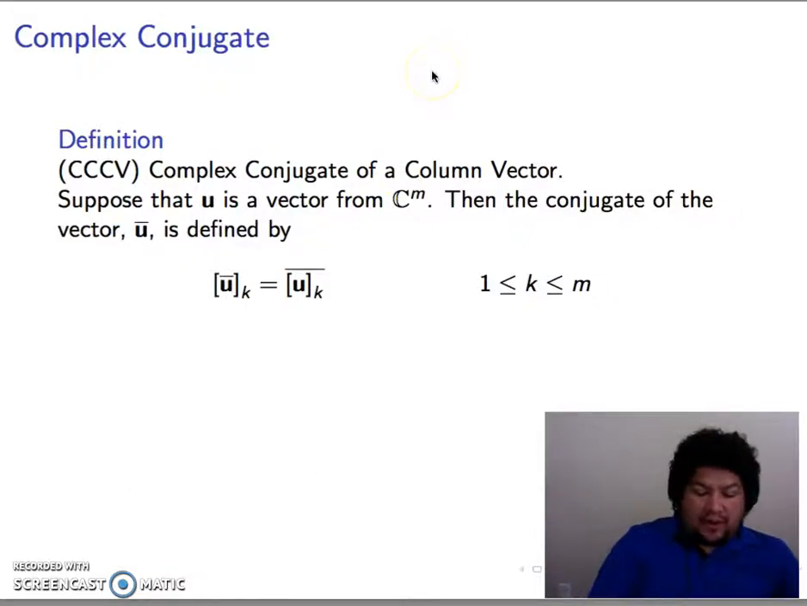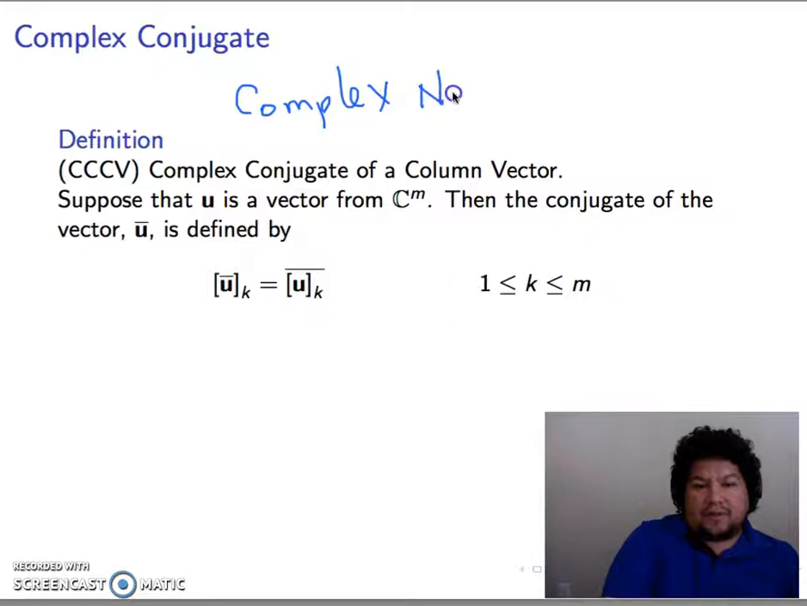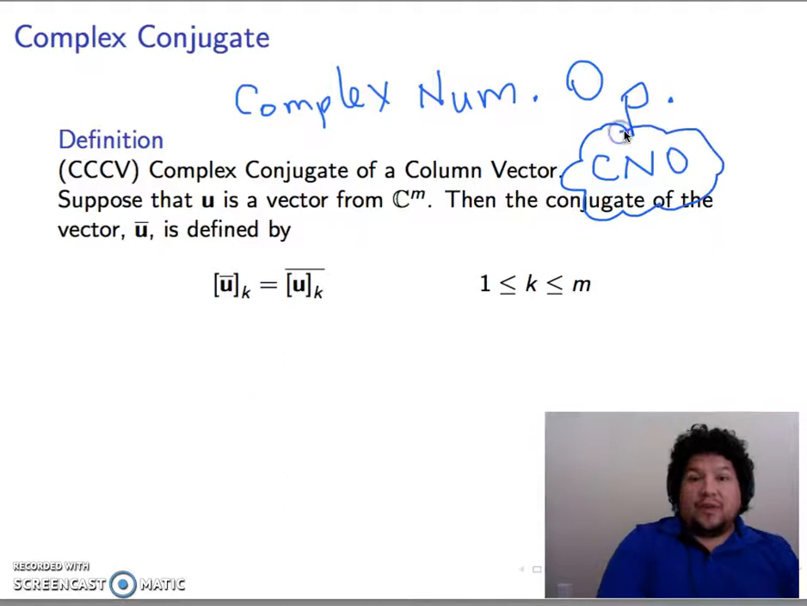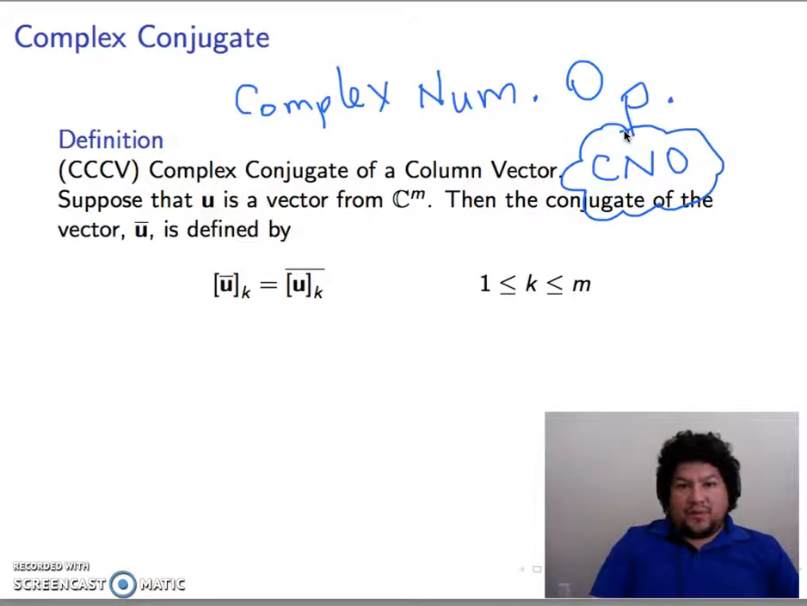Before we continue, I would like to remind you that if you haven't done so, you should make sure that you're up to date with complex number operations. Complex number operations are going to be fundamental for some of the things we are going to define in this lecture. And we start with an operation that's called conjugation.